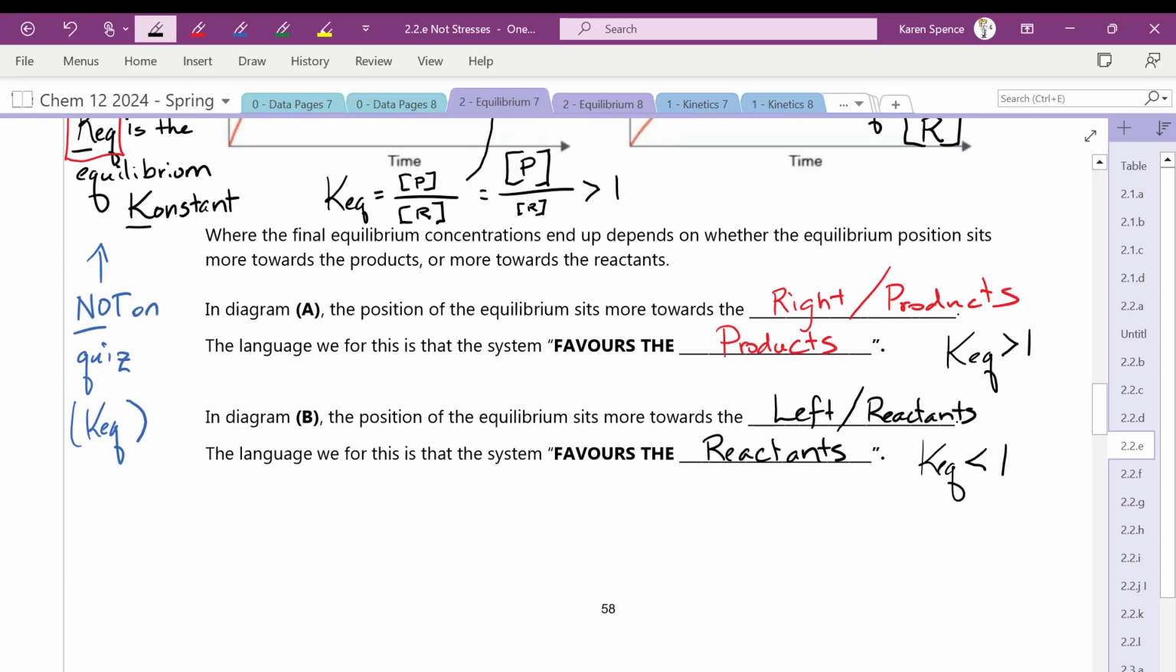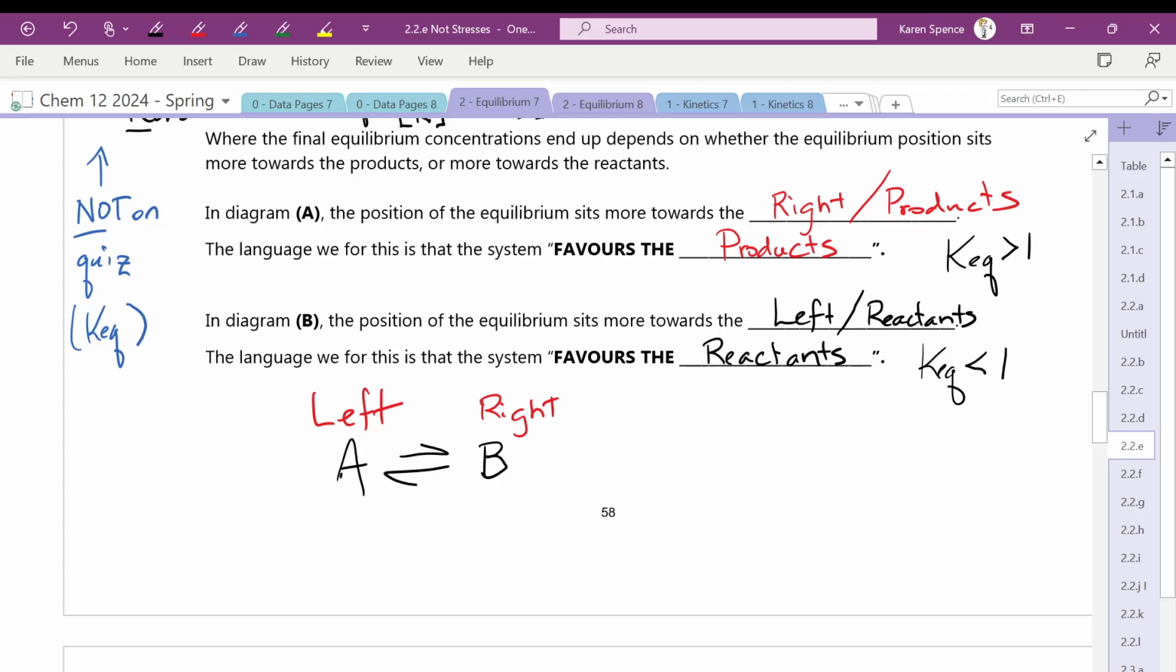Right? Okay, so I've got A and I got B. This is the right. This is the left. Yeah. Good to ask for clarification, though.